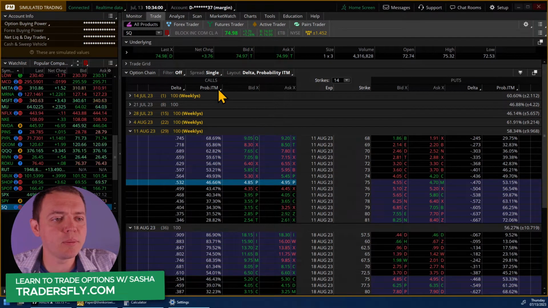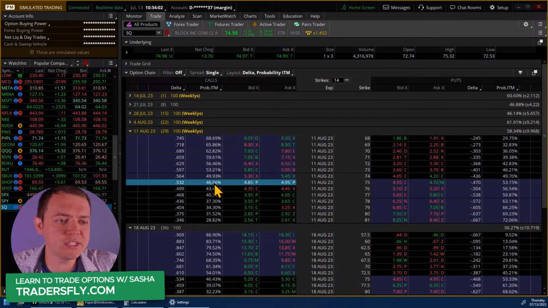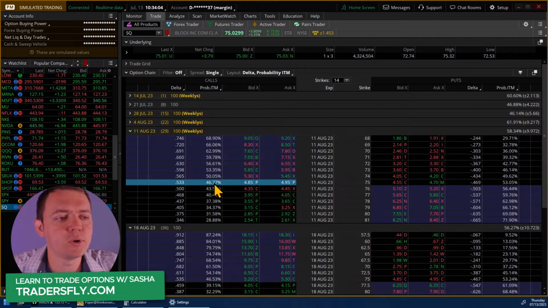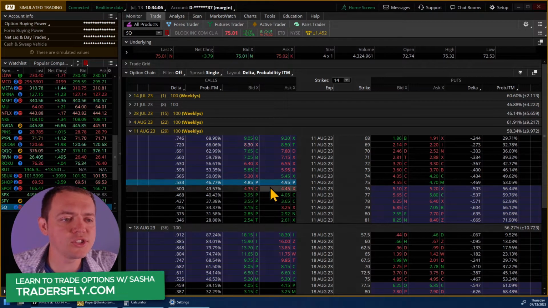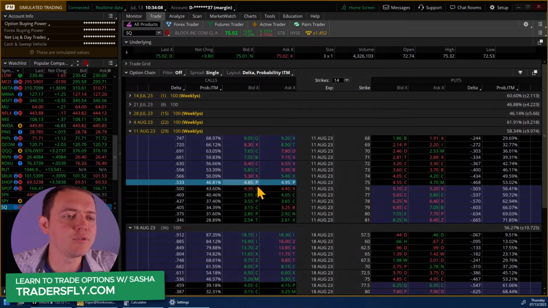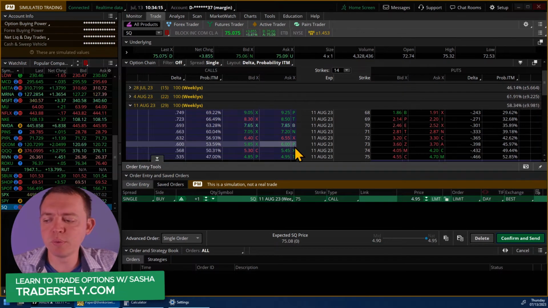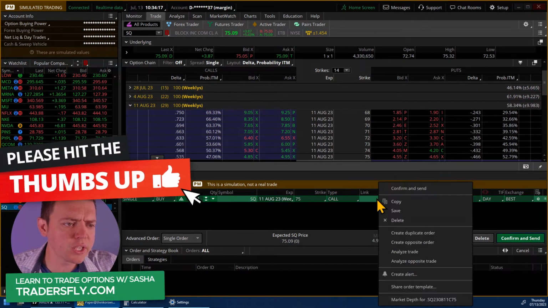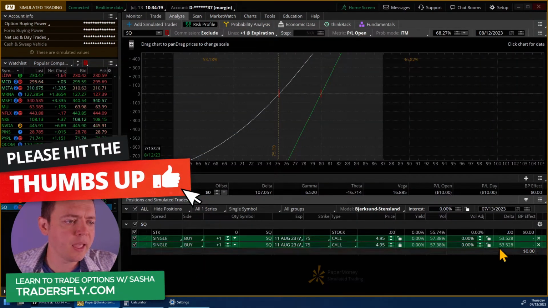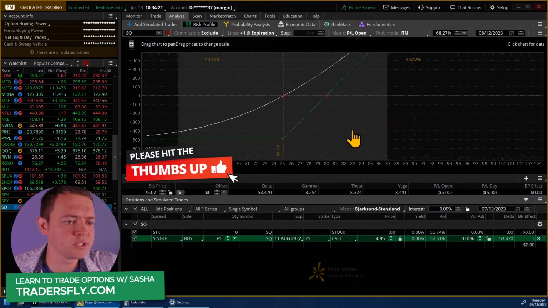Because when we look at probability of in the money, it says 46%. So you might say, well, why isn't it 50%? Well, what you have to do is actually take into account the $4.95 here that you're going to have to pay for that option in this case. So when we look at something like this, we can go in and analyze the trade, and you can see I've already done this once before.